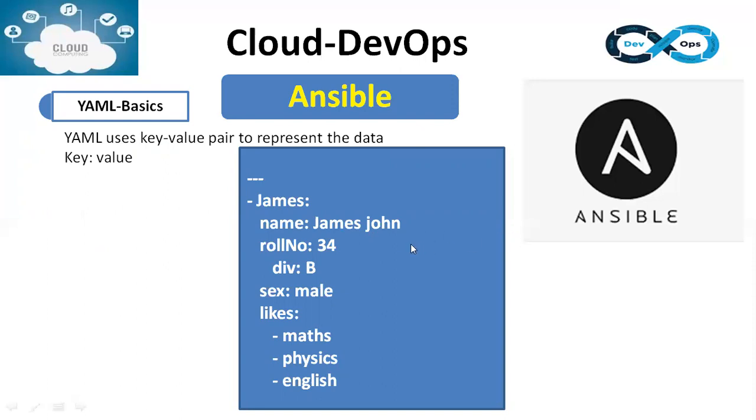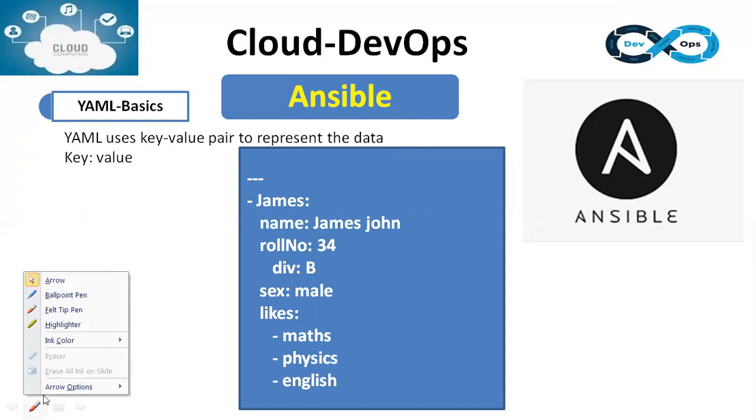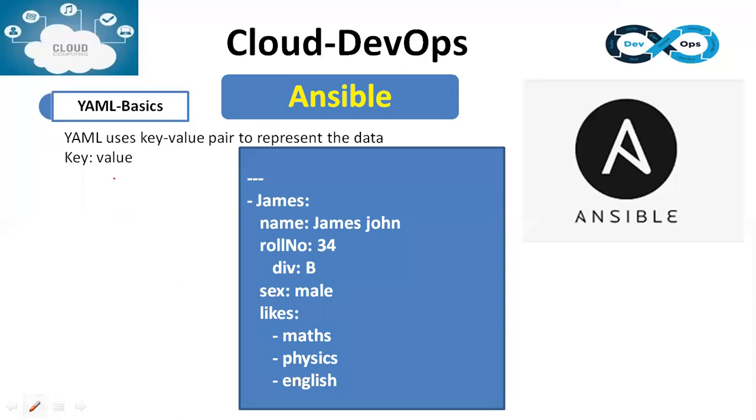In the YAML language, all the things are specified as key value pairs. So what is key value? It will have one key, and the value will be specified towards the right side. In the box here, I have mentioned a sample YAML file. All YAML files start with 3 hyphens like this.